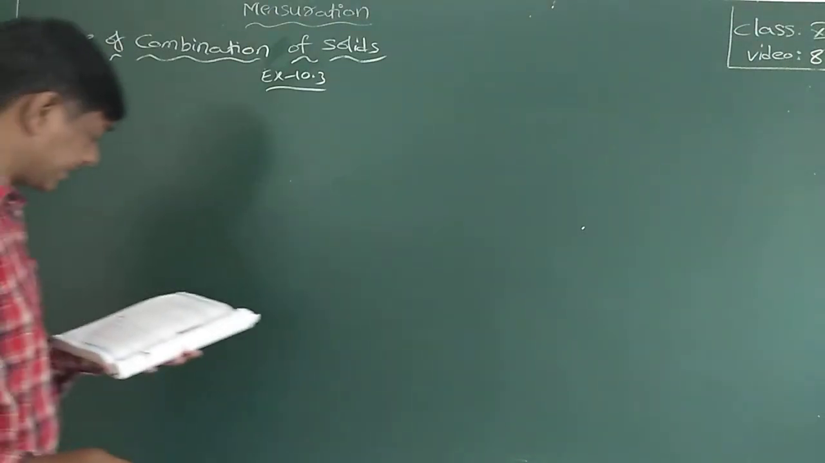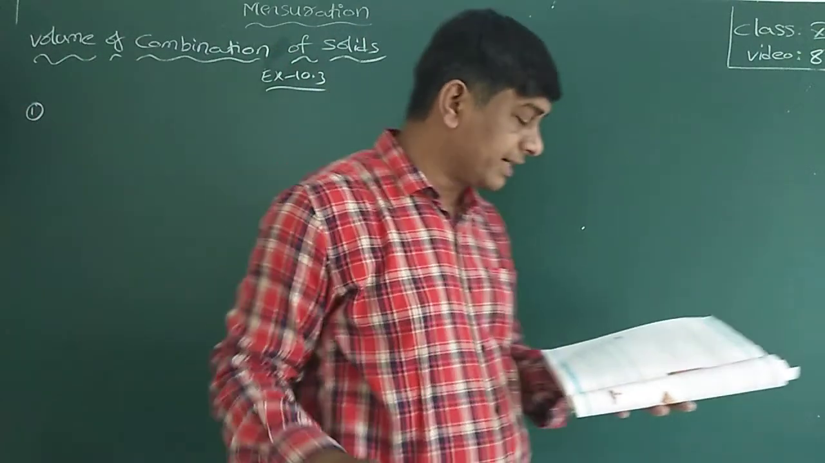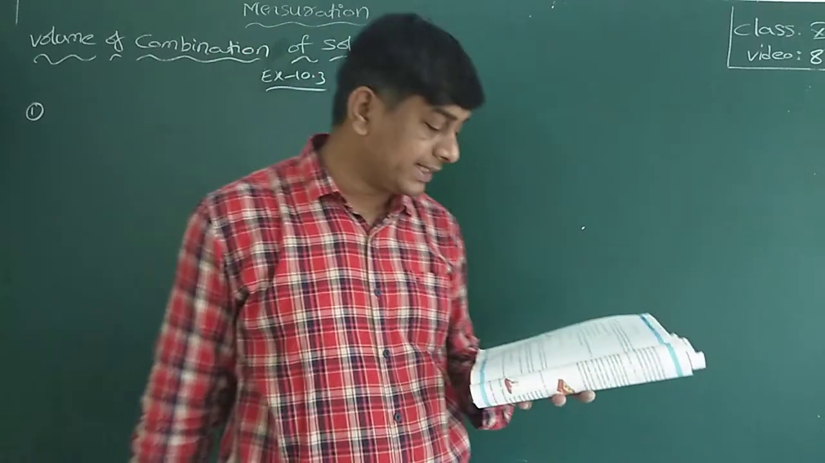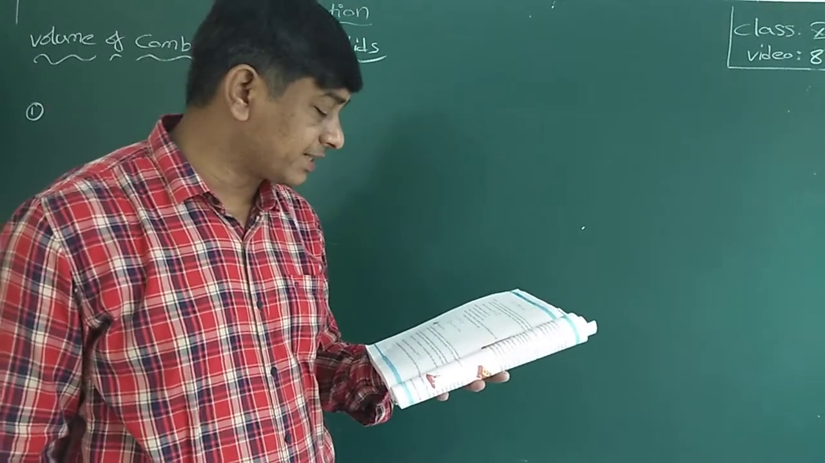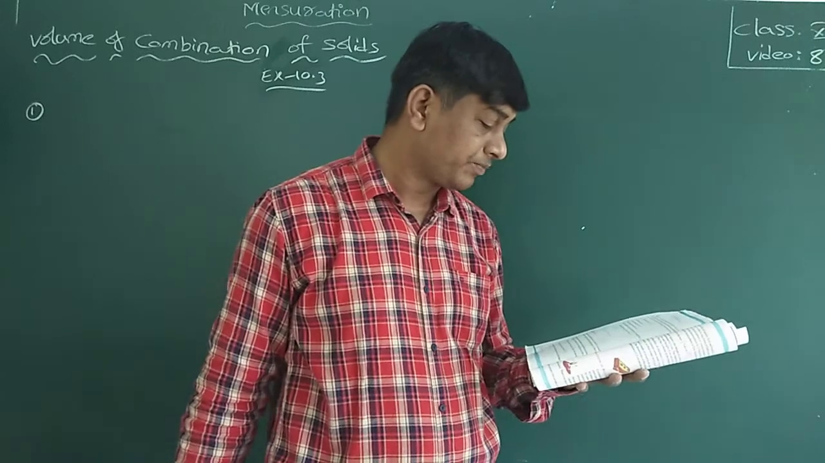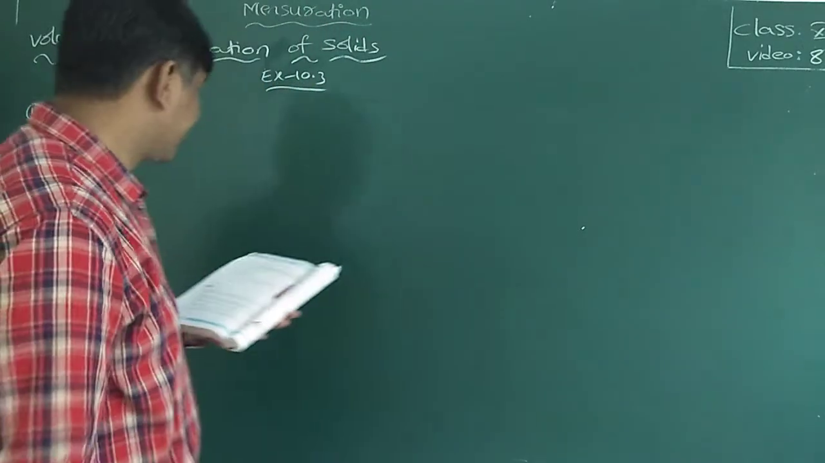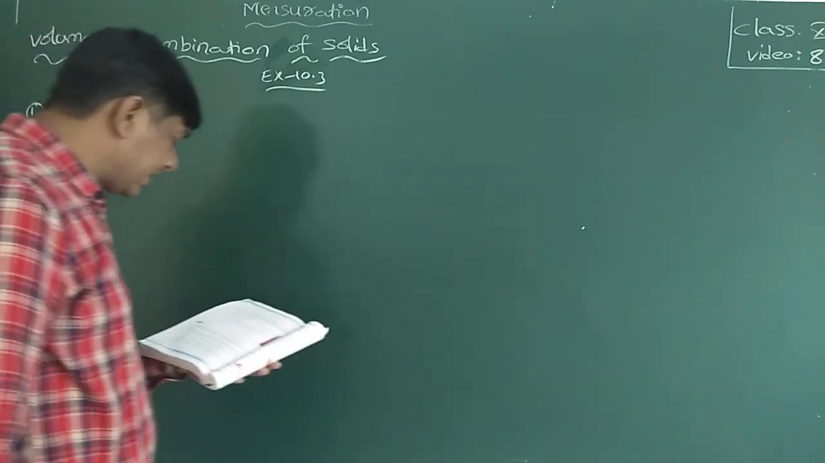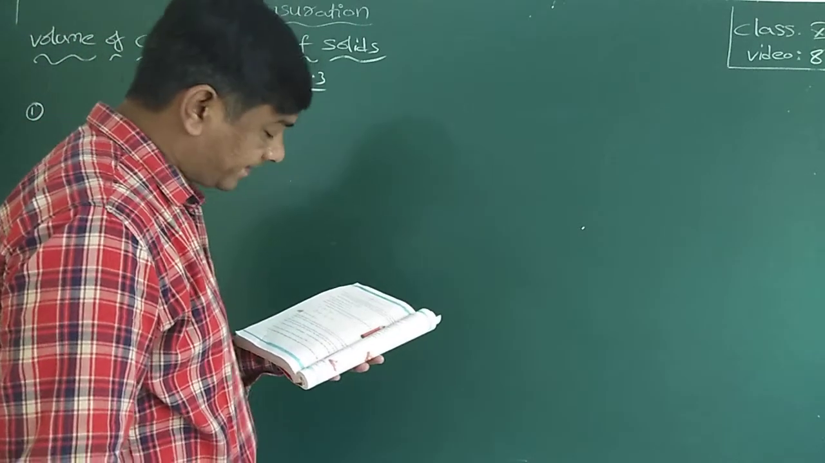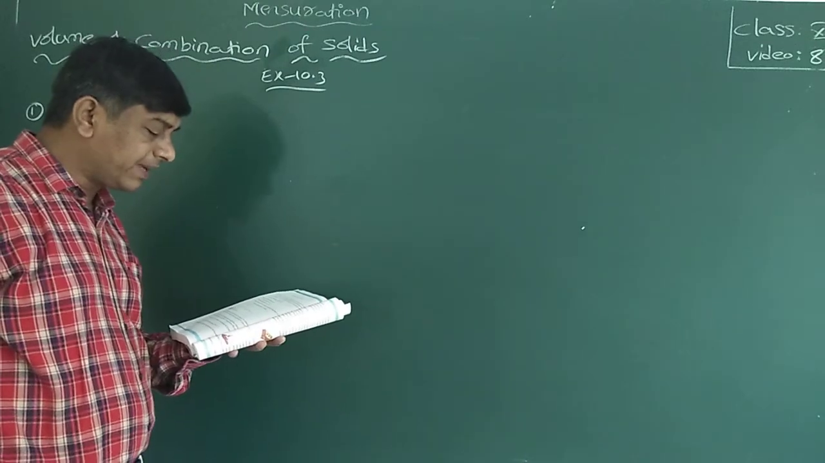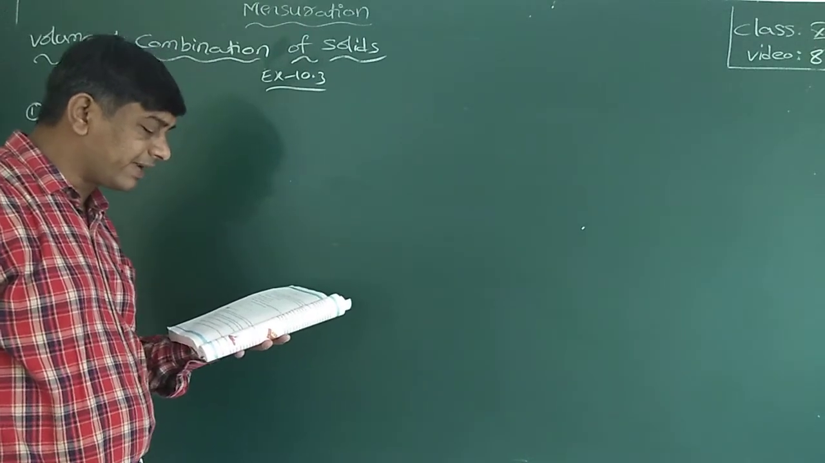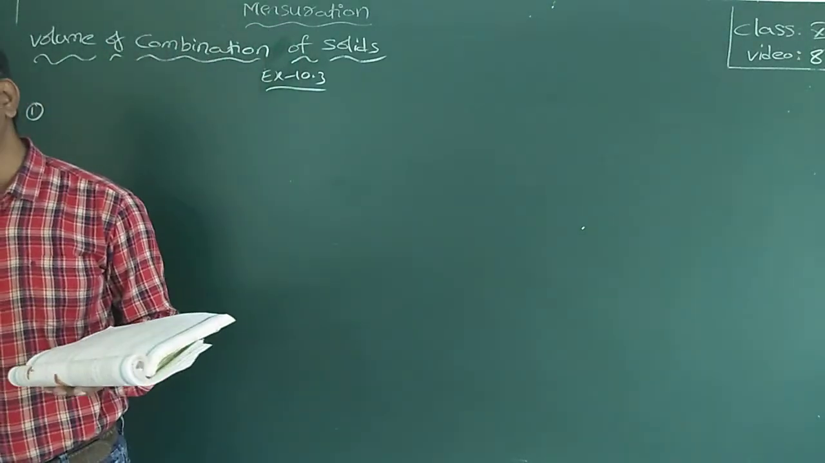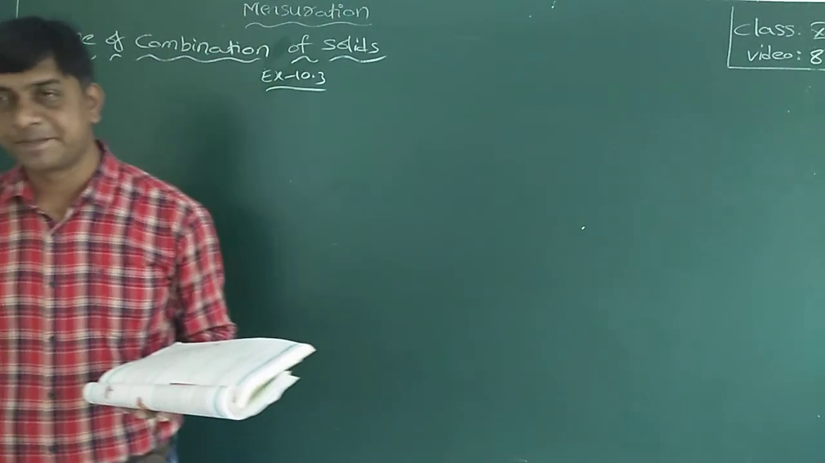The first question: an iron pillar consisting of a cylindrical portion of 2.8 meters height and 20 centimeters of diameter, and a cone of 42 centimeter height surmounting it. Find the weight of the pillar if 1 cubic centimeter of iron weighs 7.5 grams.